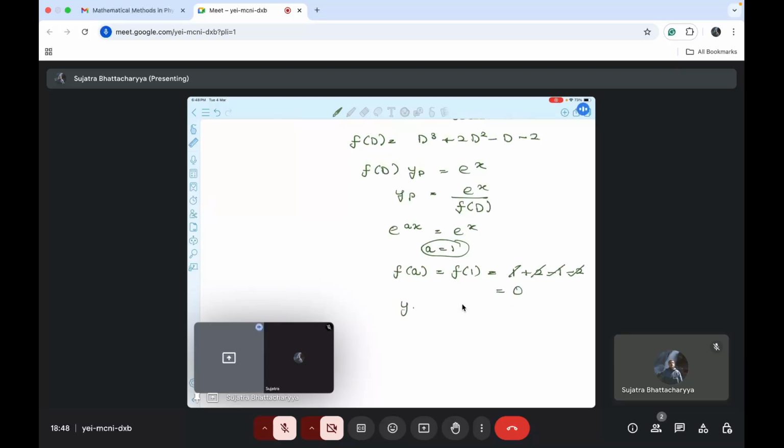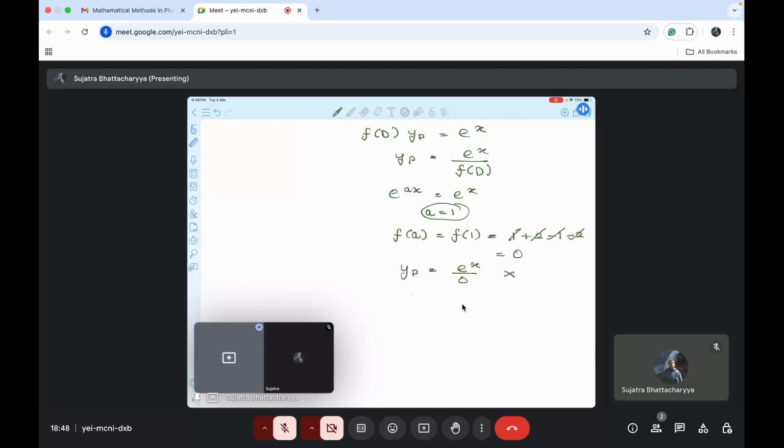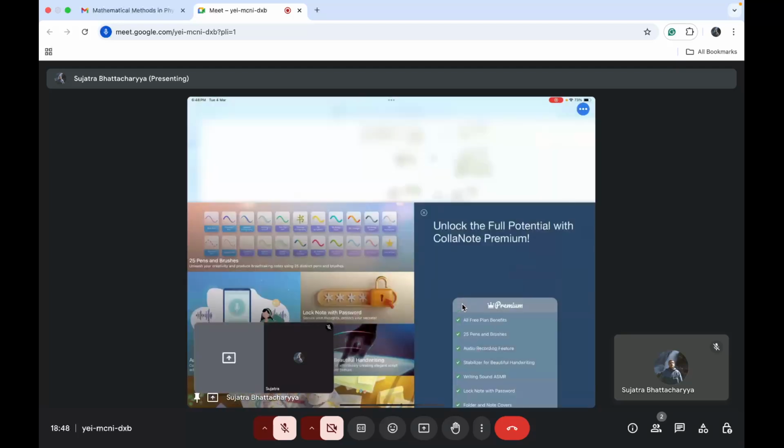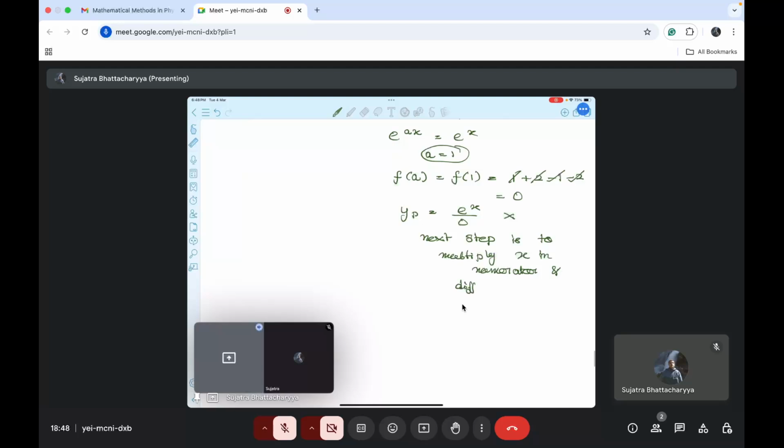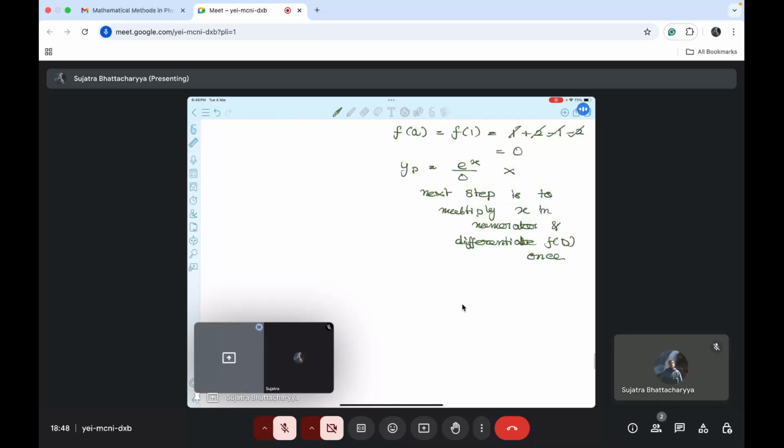Now, since y_p is equal to e to the power x upon 0, this is not possible. Then the next step is to multiply x in the numerator and differentiate f(D) once. So y_p will be what? Therefore, you multiply x, e to the power x was always there. And what about here?